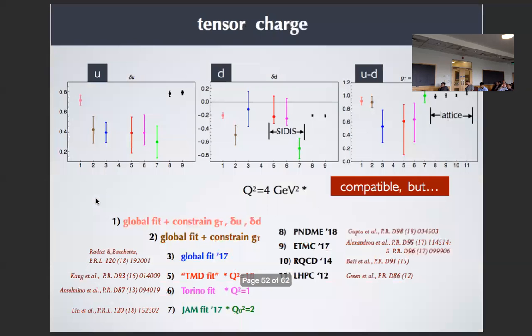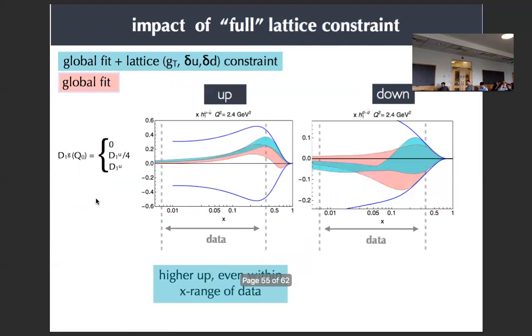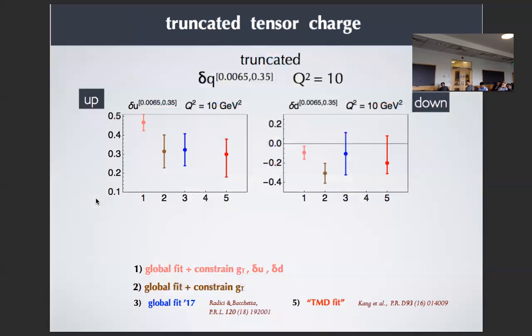Okay? Now, as I said, in order to reach this compatibility, we have to increase a lot the result of the tensor charge for the up quark. So this means that at the level of transversity, we now really want a transversity which is definitely larger than before, also in the range where the data are, the x range of the data. And this means that we are altering also the truncated tensor charge values. Okay, this is the integral restricted to the x range where there are data, where typically you would like to have stability. And while you have stability for the down quark component, you really destroy it in the up quark sector.